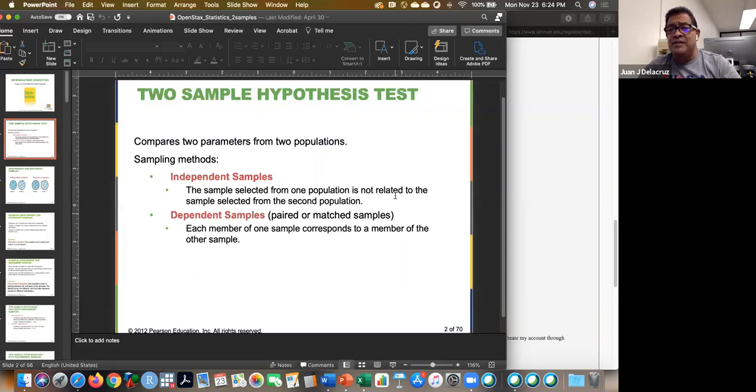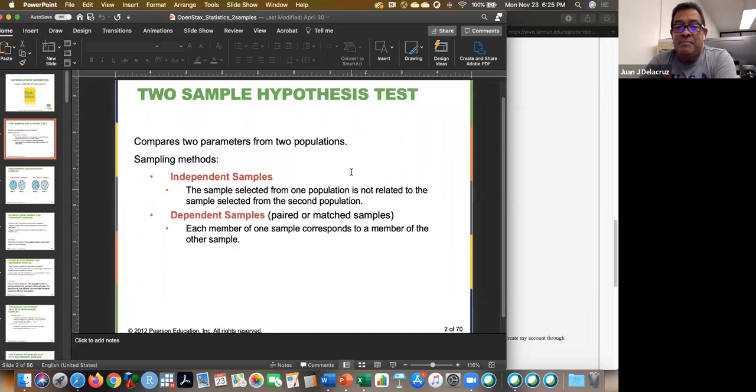For example, you have 2 independent samples when you have a group of men and a group of women. A man cannot be a woman and vice versa, at least in this case we're assuming that. So these 2 samples are independent. One element of one group cannot be part of the other group.